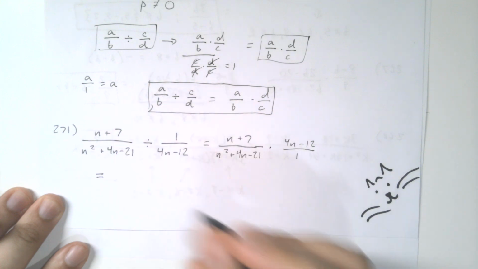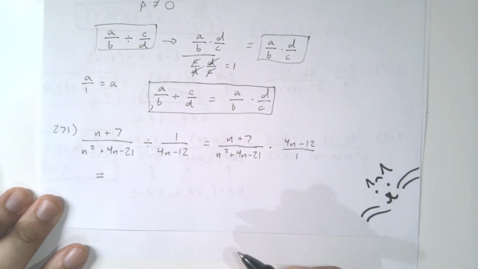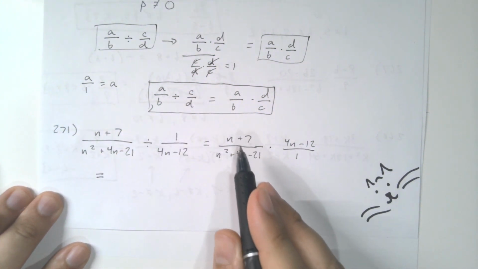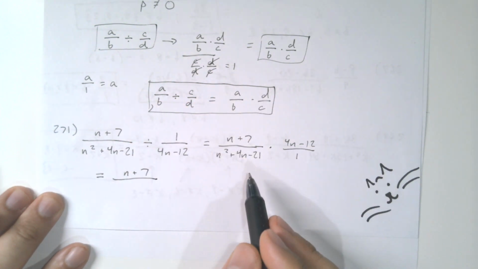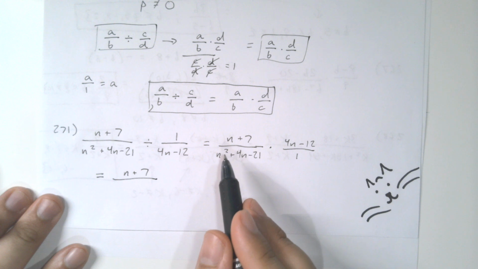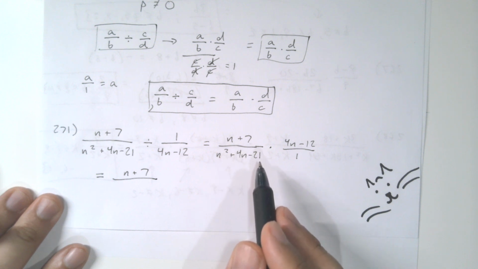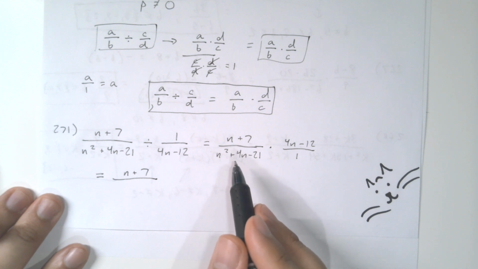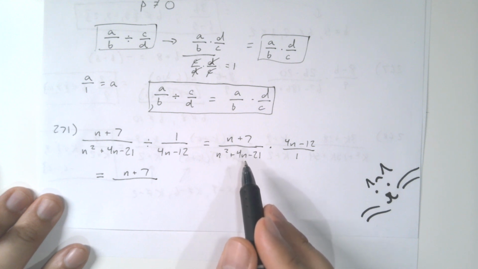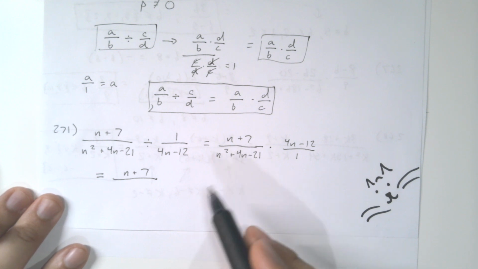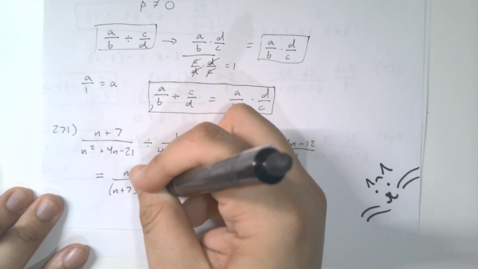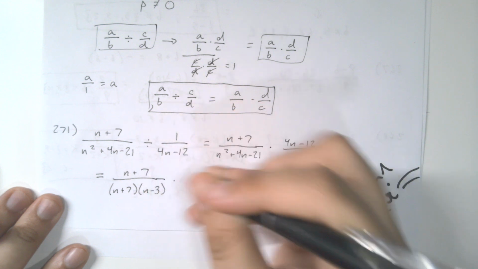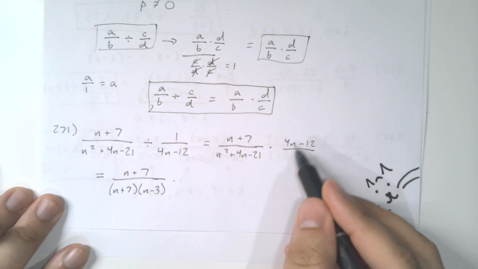So I'm going to start down here, since a drawing appeared. And we have n plus 7. And now we want to factor the n squared plus 4n minus 21. We want to find two numbers that multiply to negative 21 but add up to positive 4. Well, the two numbers that can do that are positive 7 and negative 3. So we have n plus 7 times n minus 3. And we're going to multiply that with whatever this factors out to be.